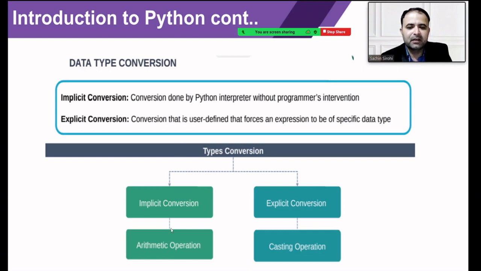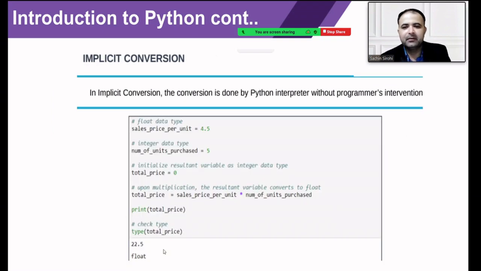Implicit conversion is like an arithmetic operation such as plus, minus, divide, etc. And explicit conversion is where I forcefully convert the type. So let's see it practically. For implicit conversion, you can see I'm just passing two values, like the sales 4.5 and the sales purchase 5.